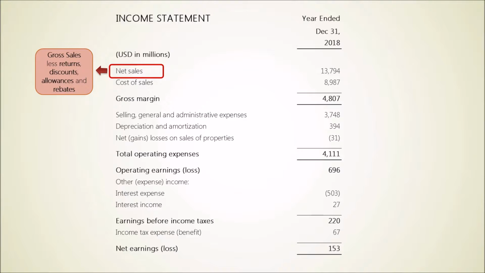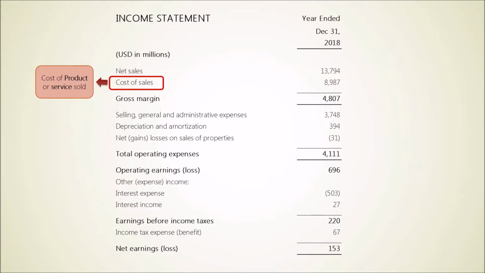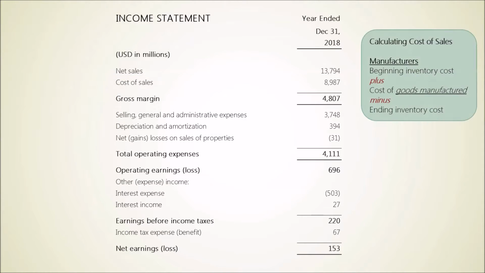The next item on the income statement is cost of sales. Cost of sales is really the cost of product or service sold to customers. Note that it does not include the cost to sell the product or services. It is really only the cost to produce the product or service. Another term used most commonly by manufacturers is cost of goods sold, which is basically the same.